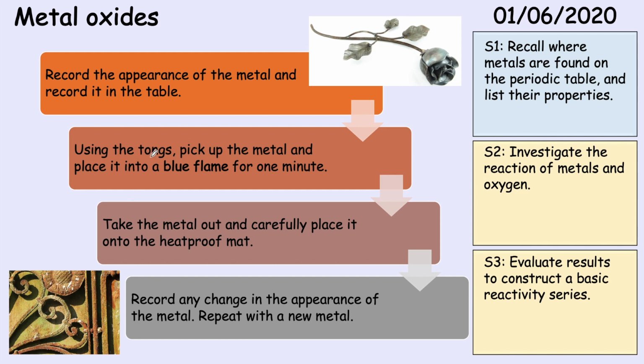If I then take some tongs and put it into a blue flame using a Bunsen burner, what we'd see is that this metal would start to react with the oxygen around the Bunsen burner. So after about a minute, we'd take it out and place it on a heat-proof mat and then look for the differences. What you'll see is that an oxide layer has formed around the metal, like a chalky or powdery substance. Sometimes this will be grey, sometimes it'll be white, but it will always be kind of like a chalky material. And we call that an oxide layer, and this will happen with all metals.